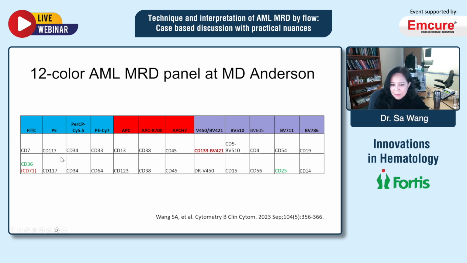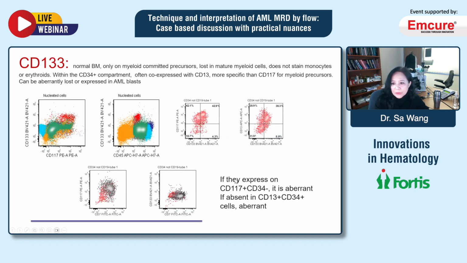There are a couple of markers you may not know very well: CD133, CD54, and CD25. I am going to show you a little of their significance. CD133 was, for the first time, recommended as one of the other optional markers.